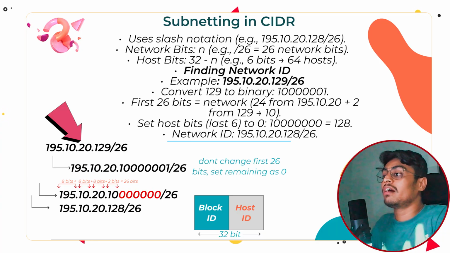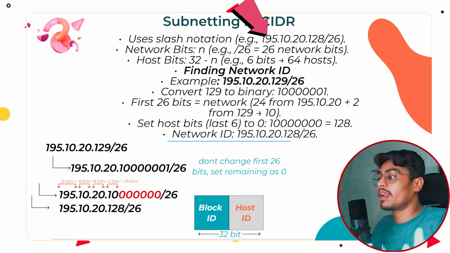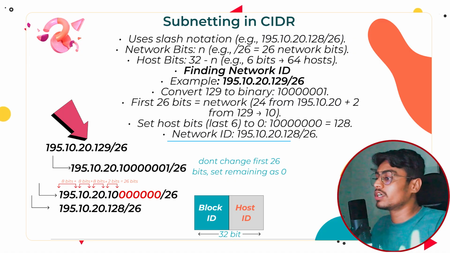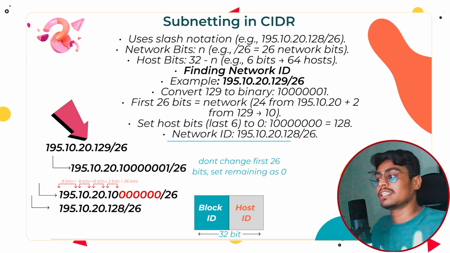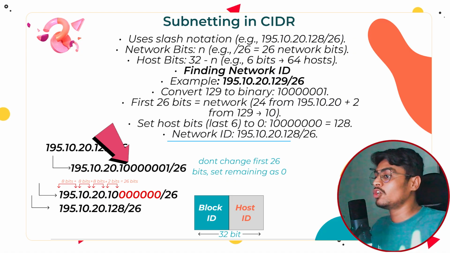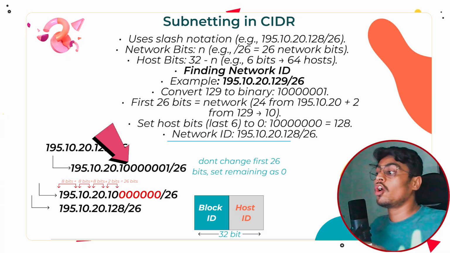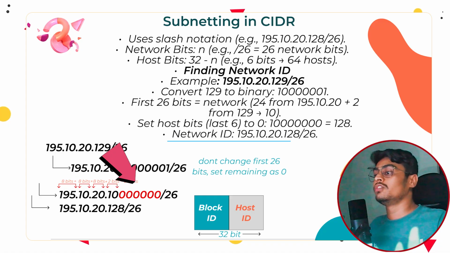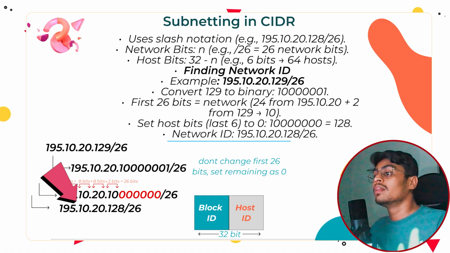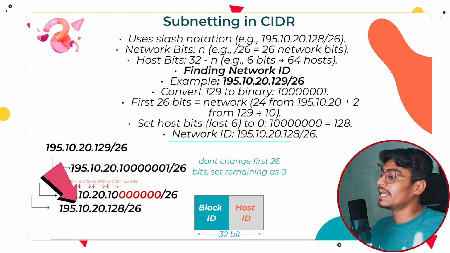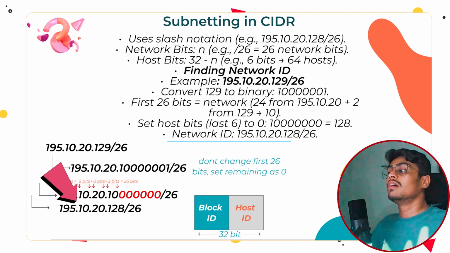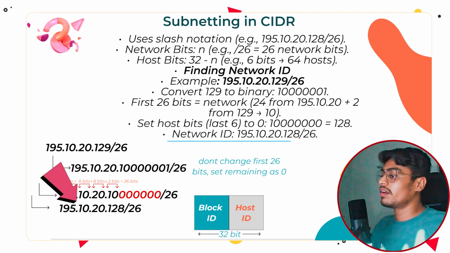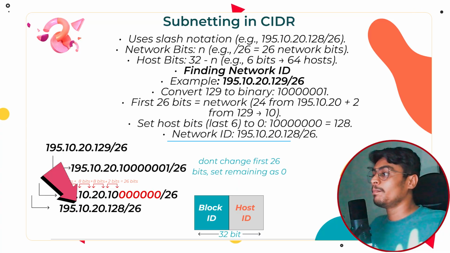Sometimes you might be given a host ID instead of a network ID. For example, if given 195.10.20.129/26, you would convert 129 to binary. This would be 10000001. Then make all the host bits 0 and find the network ID, which will be 10000000, 128 in decimal. So the network ID is 195.10.20.128/26. This was our network ID. So this was the important note here.